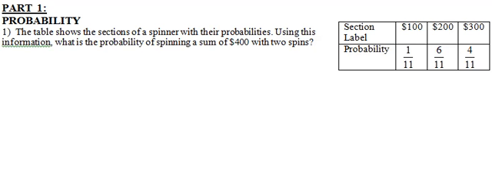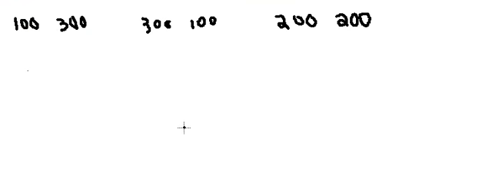Pause. Here I want to write out the sample space, the actual possible outcomes for having a sum of 400. Here we have a 100 then a 300. It could be this outcome, or it could be this outcome, or it could be this outcome. So we have to calculate the probability of each individual one and add them up.